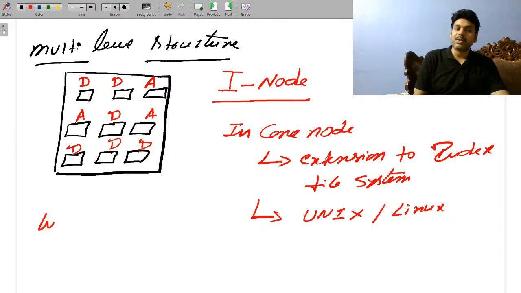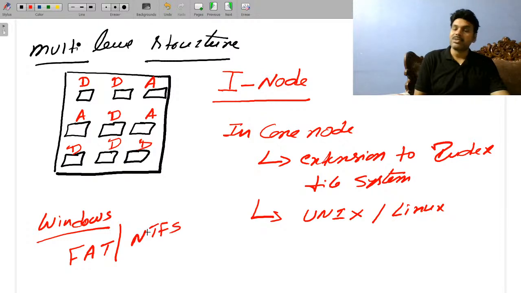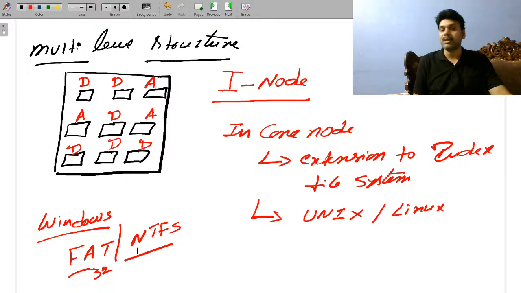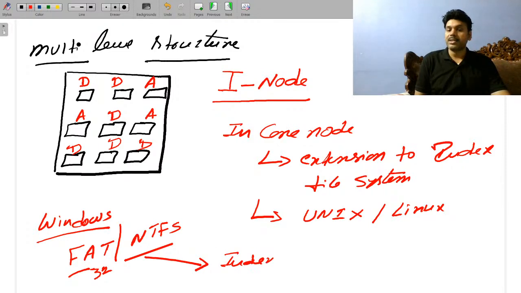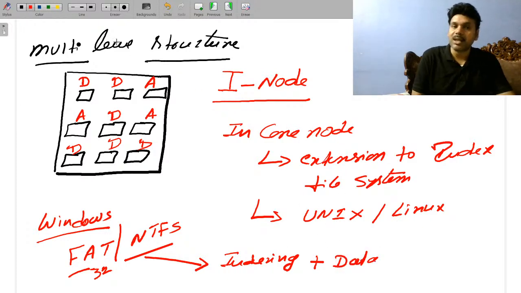Right now in Windows, what is the file system we are following? We are following FAT, and we are also following what? NTFS, New Technology File System, or File Allocation Table 32. Both are based on indexing only. Like the previous indexing plus data we are doing nowadays with Windows, but Linux is completely based on your inode. Whenever you have a large file system, it is going to use the concept of what?